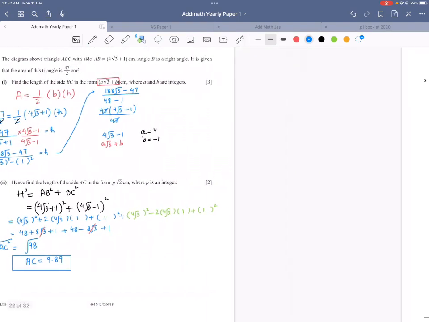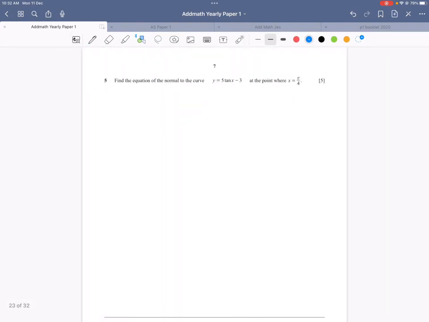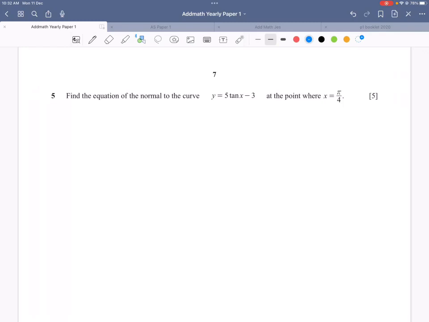Alright, I hope that it clears to you. After that, find the equation of the normal to the curve y equals 5 tan x minus 3 at the point where x equals π over 4. Find the equation of tangent or normal. First, we need to differentiate that equation. So we have y equals 5 tan x minus 3.